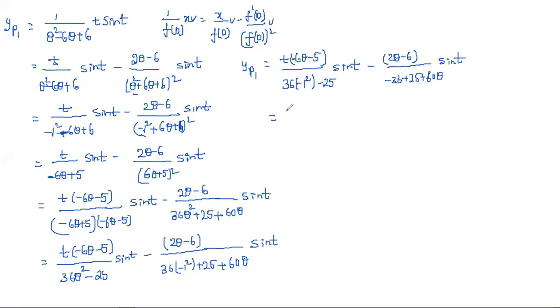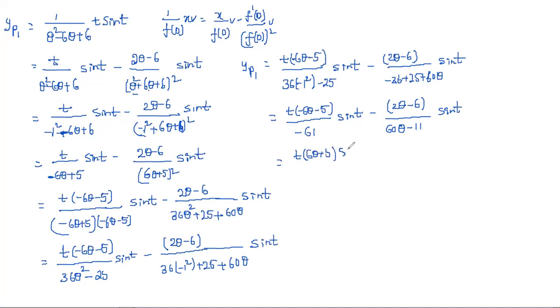So this is t into minus 60 minus 5 by, this is minus 61 into sine t, and minus of 2 theta minus 6 by. So this is nothing but 60 theta and minus 36 plus 25, which is nothing but minus 11 into sine t, minus sine t. Here you can take the minus common and cancel, then we get t into 60 plus 5 into sine t by 61.